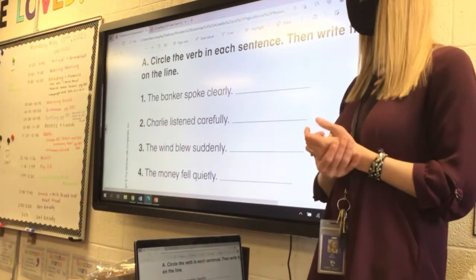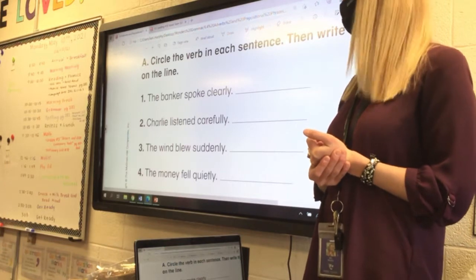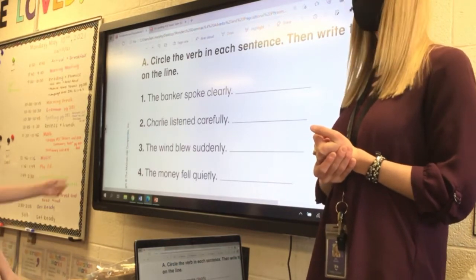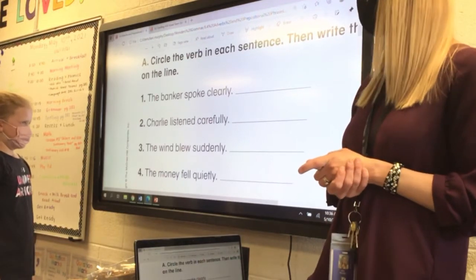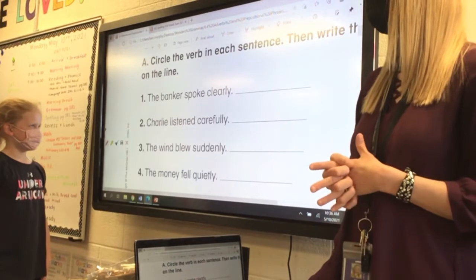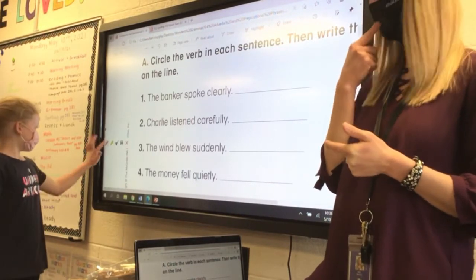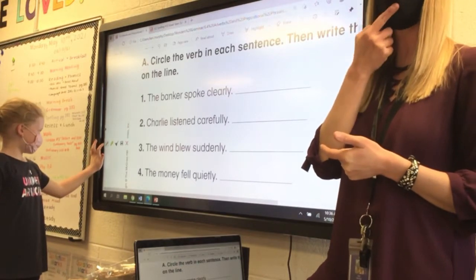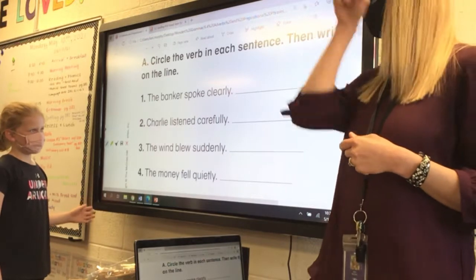Can you read this sentence, Ingrid? The banker spoke clearly. Good job. The banker spoke clearly. So, what do you think is the verb? What is the banker doing? He spoke. Yep. So when you speak with your mouth, John, please be facing front, ready to go. So we're going to circle spoke.